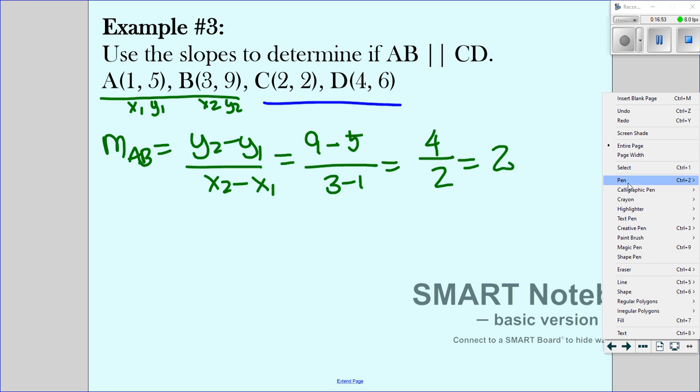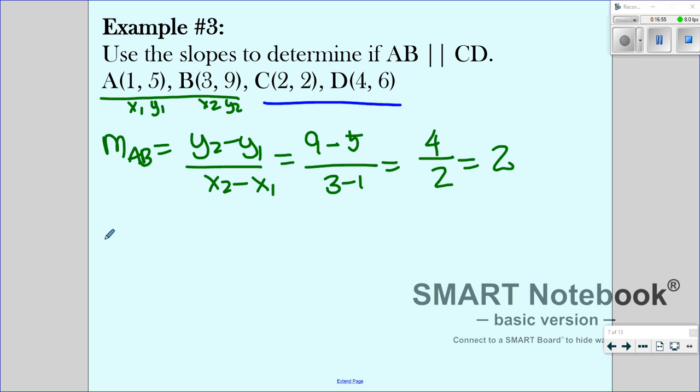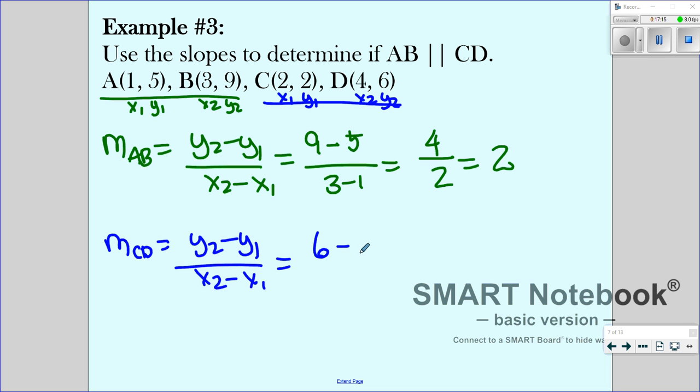Now I'm going to do the slope of CB, and I'm going to label. So I got x1, y1, x2, y2. And then I'm using my slope formula. y2 minus y1 over x2 minus x1. And it would be 6 minus 2 over 4 minus 2. This would be 4 over 2. And this gives me 2.